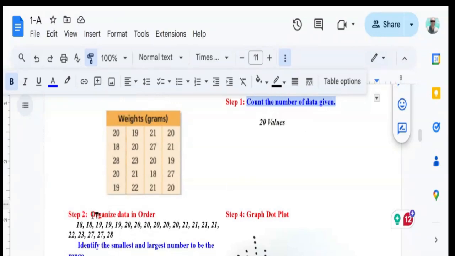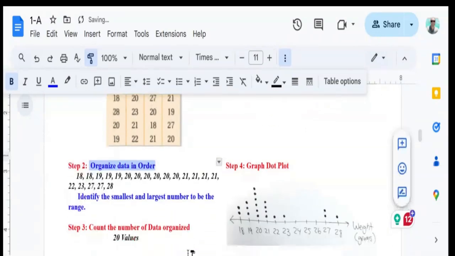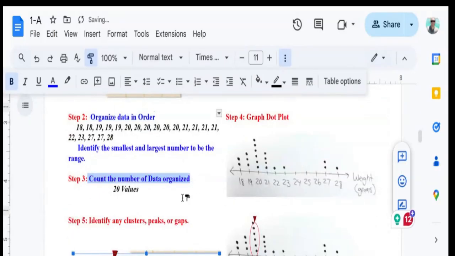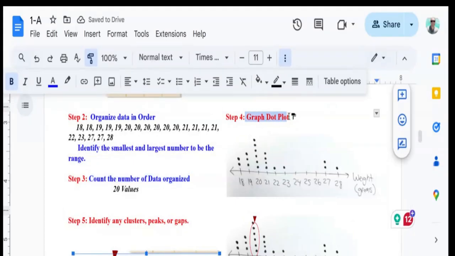Second, we're going to do what? Organize the data in order. Third, after you organize it, you have to make sure that you're right. So what should I do? Count it again. You still have 20. Number 4, graph the dot plot. That's the one that you were telling us about, the dots, right? So how many 18? 2, right? So you put 2 dots. How many 19? 3.